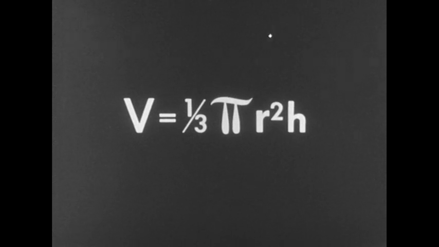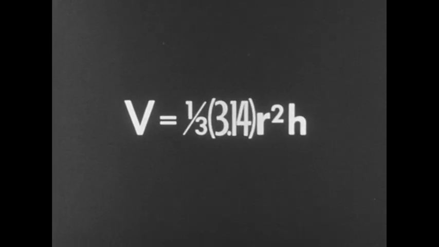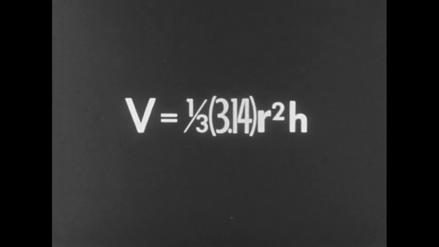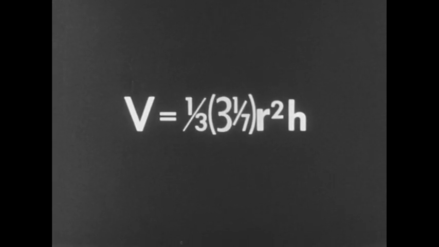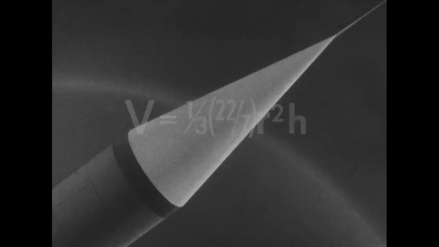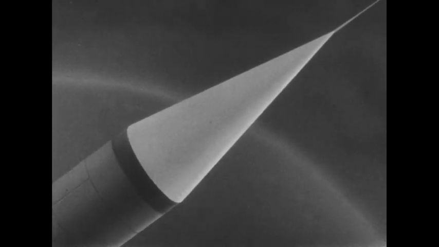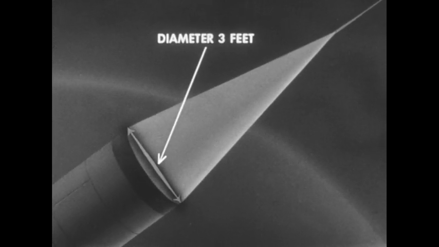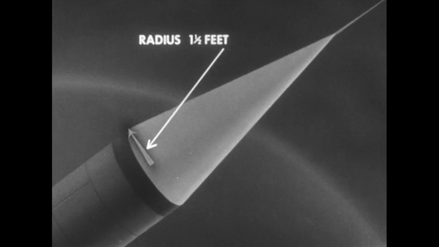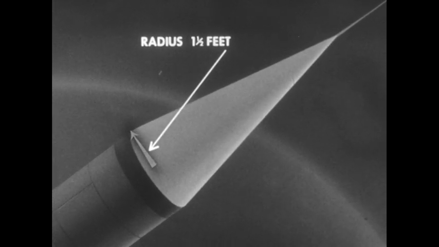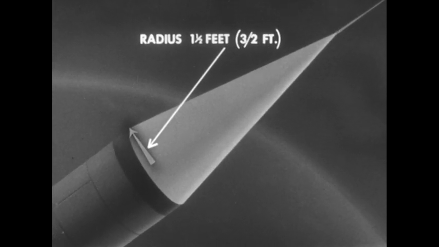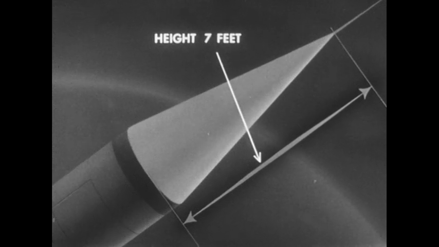We should remember that pi can be stated as 3.14 or 3 1/7 or 22/7. To make use of our formula, let's find the volume of a nose cone whose diameter is 3 feet or whose radius is 1 1/2 feet, or simply 3/2 of a foot. The height of the cone is 7 feet.